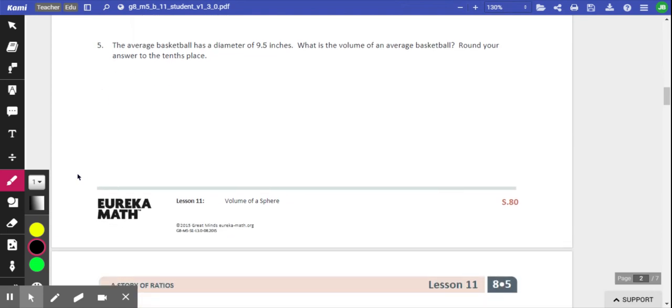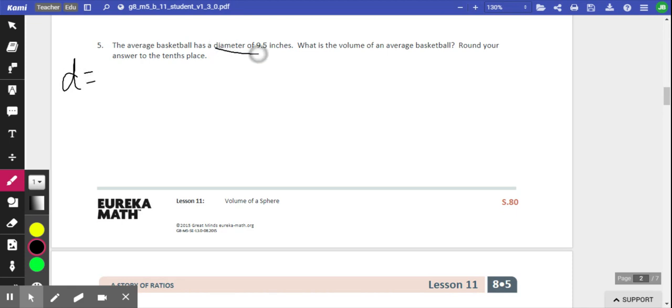It says the average basketball has a diameter of 9.5 inches. What is the volume of an average basketball? Round your answers to the nearest tenths place. So this one tells us to go ahead and simplify it and round our answer. So we're going to make sure we multiply everything out once we're done.